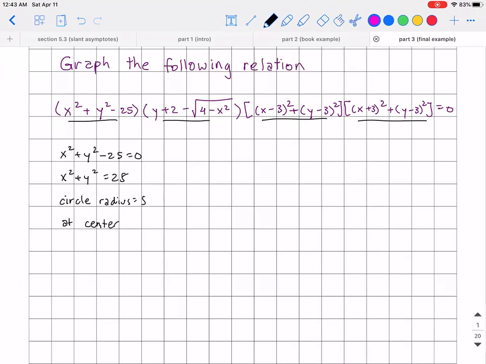Let me erase this right here so I can write it correctly. With the center at 0, 0.